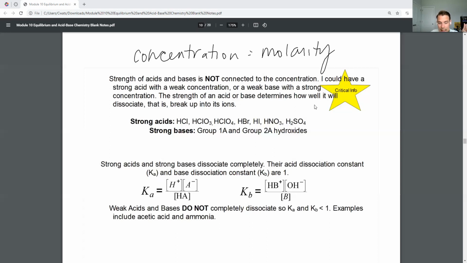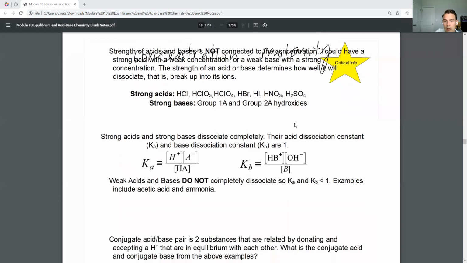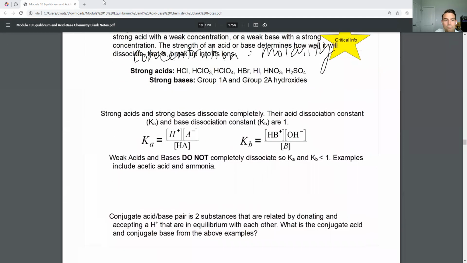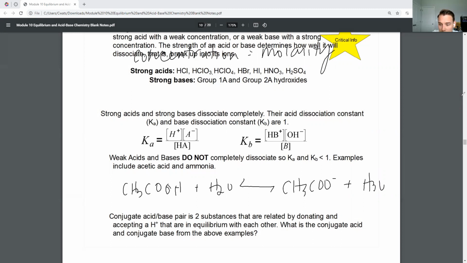Examples include acetic acid and ammonia. Acetic acid is a weak acid, and it does not dissociate completely. So we would take CH3COOH, react it with water. It would become in equilibrium with the acetate ion and H3O plus. That's how I know this is an acid, because this hydrogen goes off there and gives me the H3O plus.